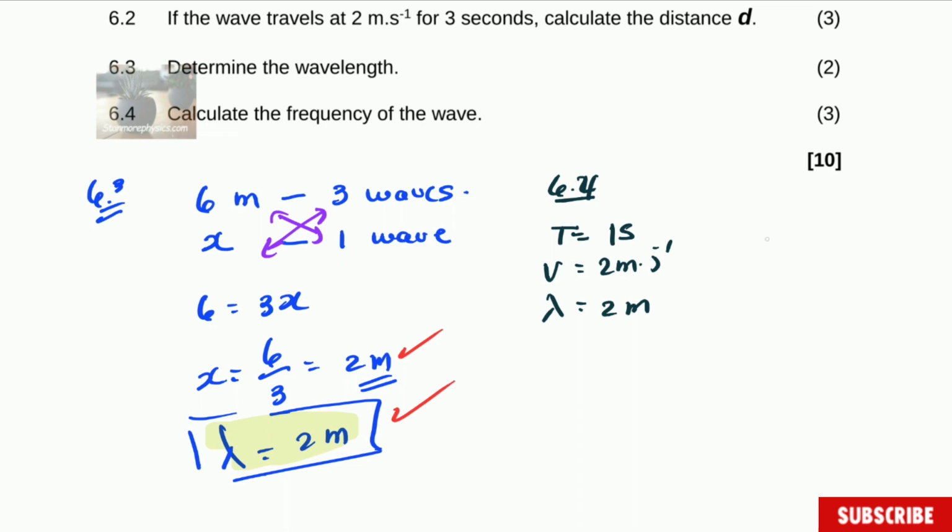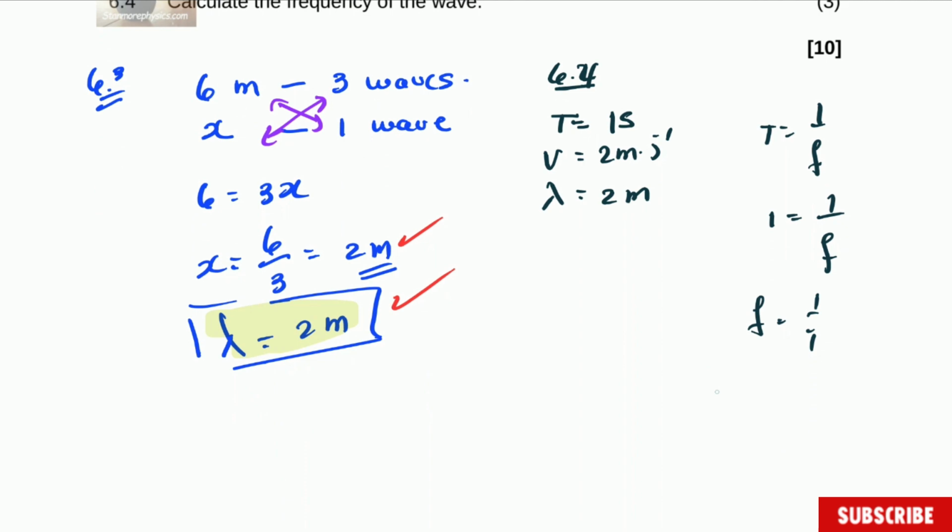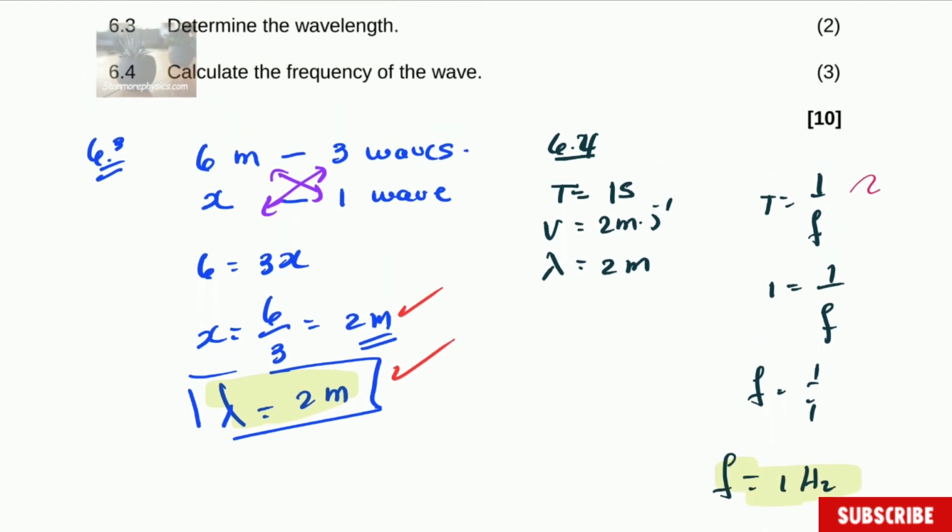But we have a very simple formula that says that period is equal to 1 divided by frequency. So 1 is equal to 1 divided by frequency. So frequency is equal to 1 divided by 1, which is 1. Frequency is equal to 1 hertz. And that is the final answer for this question. Very easy. That question is 3 marks: 1 for the formula, 1 for the substitution, and 1 for the answer.